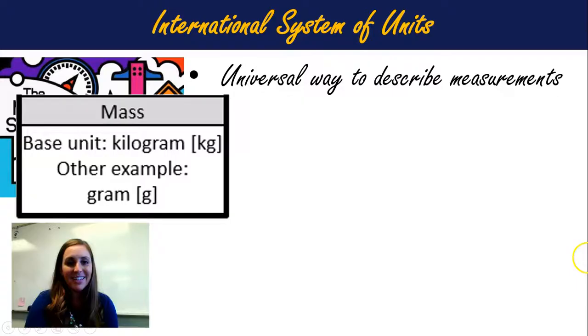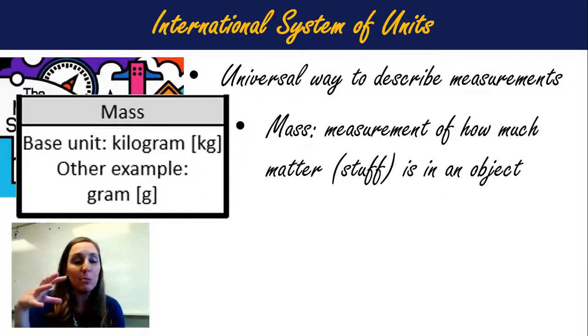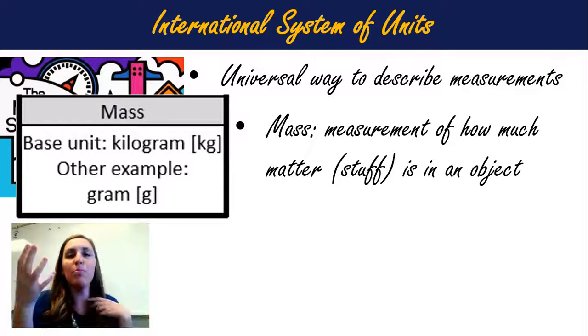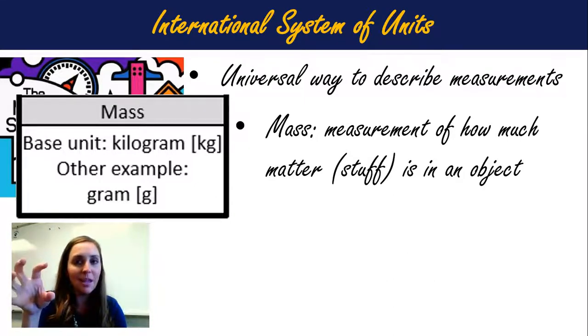The next unit we want to talk about is mass. Mass is the measurement of how much stuff is actually in an object. It has nothing to do with how much space something takes up. You might think of when you stand on a scale. A scale tells you the mass. If you put a box on a scale and then put a whole bunch of stuff in that box, the mass goes up even though the amount of space that it occupies doesn't change.